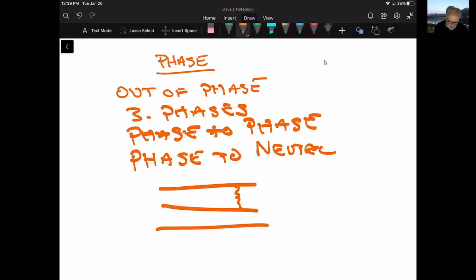And there's a phase to ground fault. We always have this neutral, and sometimes you'll have a phase to neutral fault. So it all depends on how it's used in context. What I'm saying is, don't get confused by the many uses of this term phase. It has to be looked at in terms of what the context is.